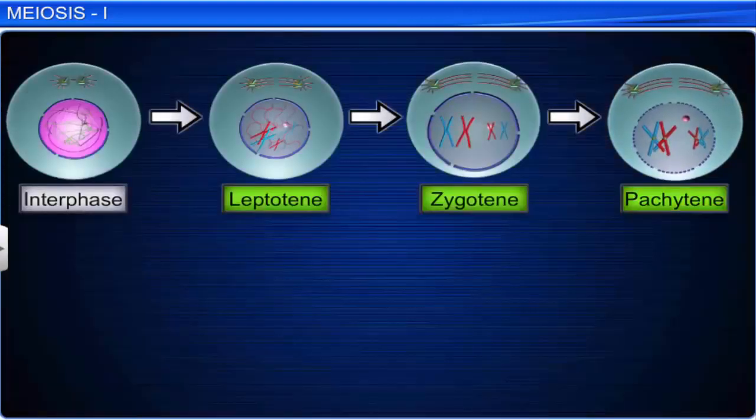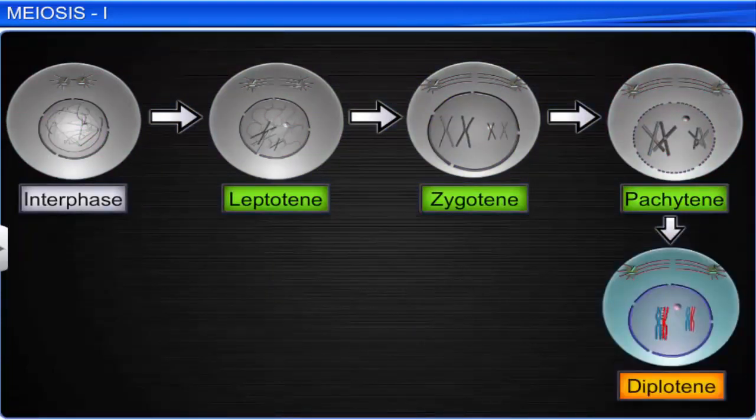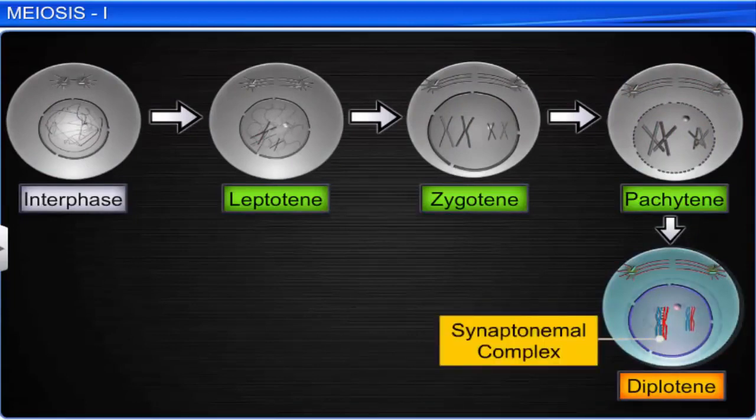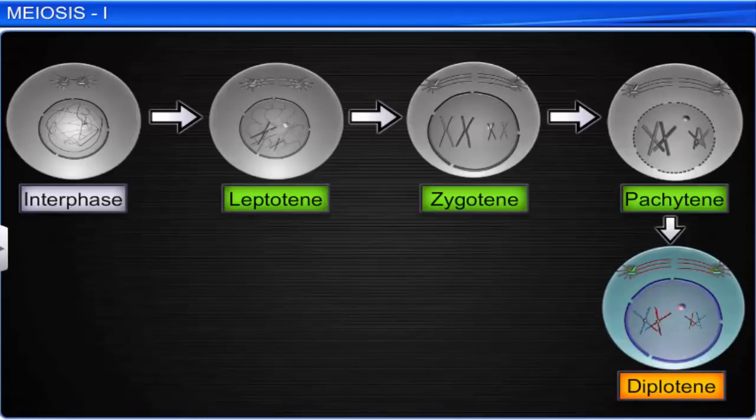The next stage in prophase I is the diplotene stage. The beginning of this stage is marked by the dissolution of the synaptonemal complex. Moreover, the recombined homologous chromosomes of the bivalents display a tendency to separate from each other except at the crossover sites. The X-shaped part on the homologous chromosomes that holds the 2 together once they have crossed over is called a chiasmata. The diplotene stage can last for several months or years in oocytes of certain vertebrates.